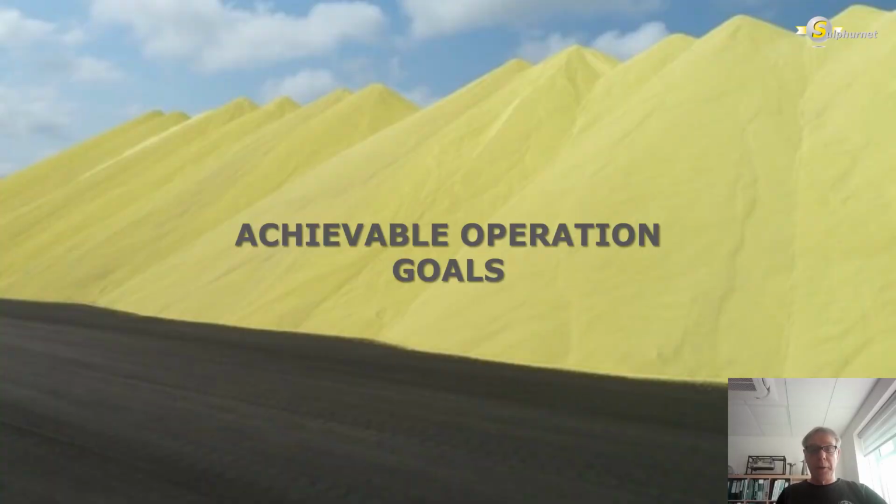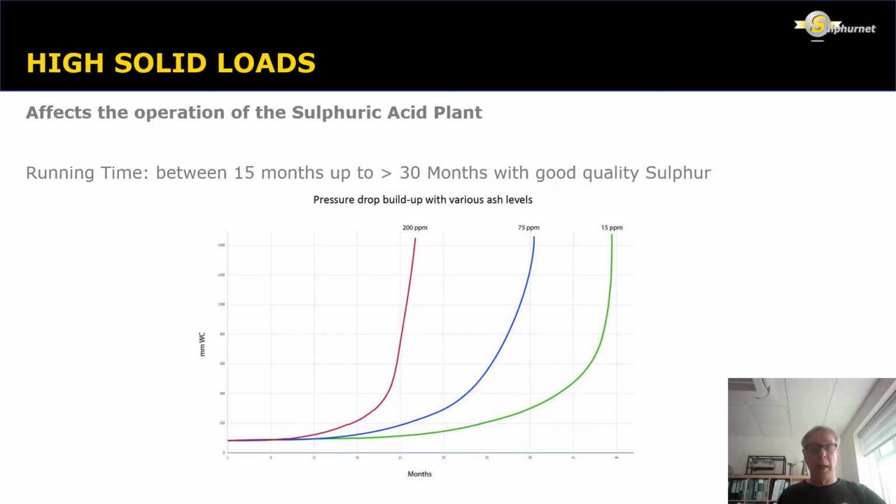About the achievable operation goals, we can inform you that we try to make your plant run from 15 to 20 months up to 30 months. So 1 or 2 shutdowns can be prevented by installing this equipment. And here the value is for you, because the maintenance costs are mainly reduced due to a longer operation of the sulfuric acid plant.